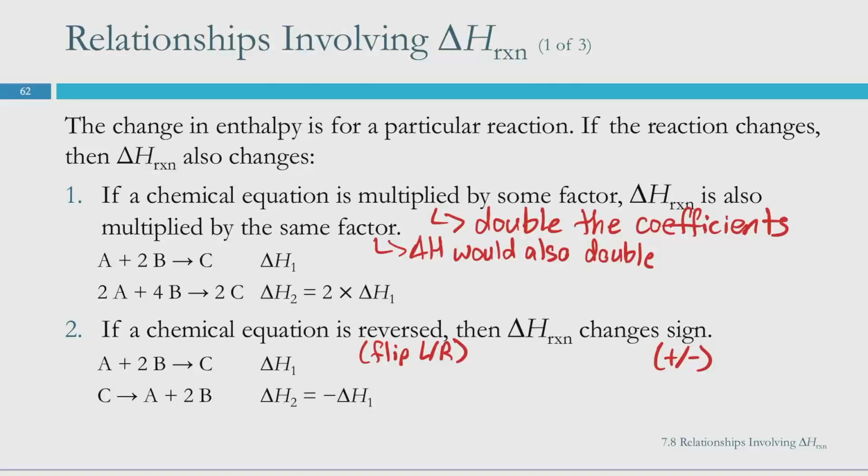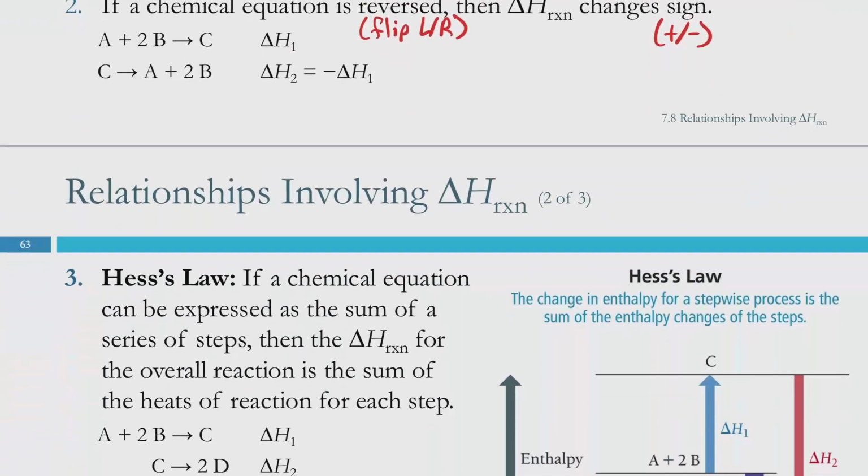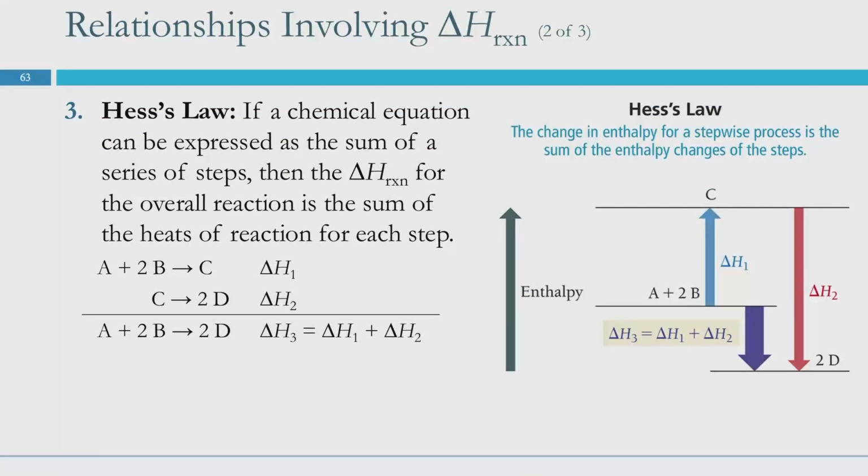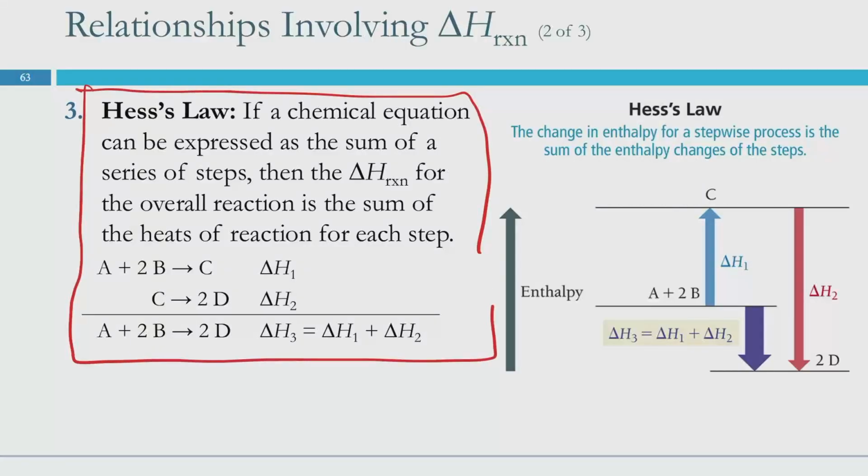And then the third way that we can mess around with our delta H is with Hess's law. So Hess's law, in case the bolding wasn't enough, I'm boxing it in. Hess's law states that if a chemical equation can be expressed as a sum of steps, so if we can do individual reactions that add up to the overall reaction we want, then the delta H of the overall reaction is what we'd get if we added up the heat of reaction for each step.